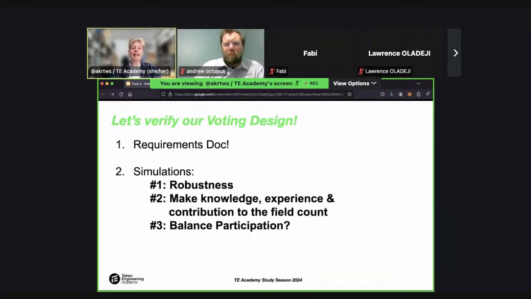And I'd like to highlight 3 simulation goals as a proposal and inspiration to you. Number one is the robustness. So how can we make our mechanism hard to game? Number two is make knowledge, experience, and contribution to the field of token engineering count, the original motivation to design reputation-based weighted voting. And a third one that came up in the discussion over the past 2 weeks that I also want to make a comment on. This would be balanced participation by a voting design?